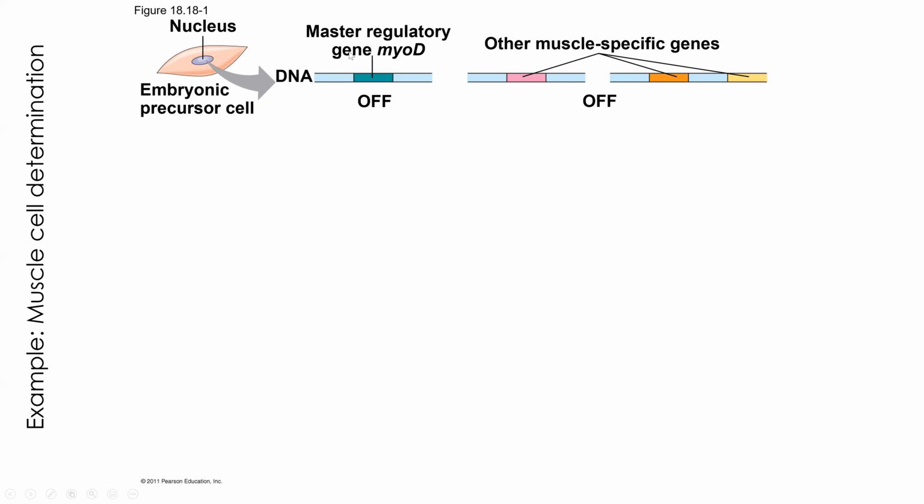On top of that, we're going to have regulatory genes that help us turn on muscle-specific genes or turn off other types of genes in the cell. So this is a master regulatory gene. This particular gene is called MyoD. Okay, so note in our embryonic precursor cell, MyoD is not expressed.